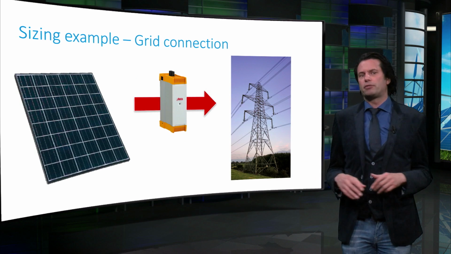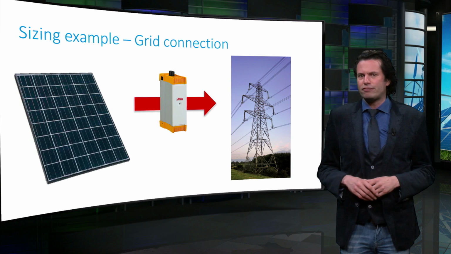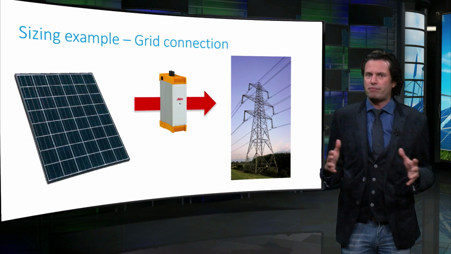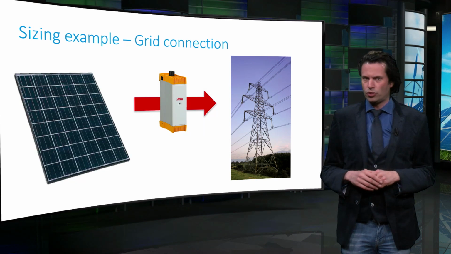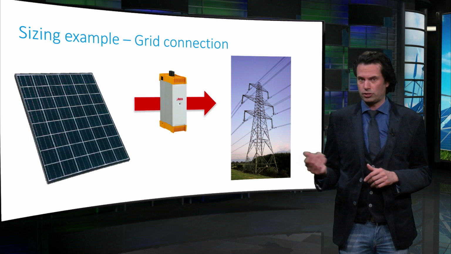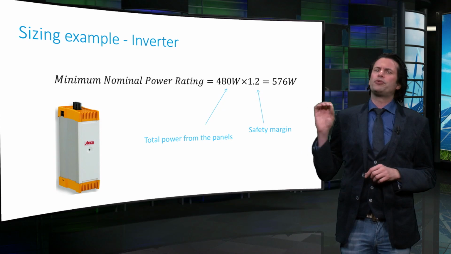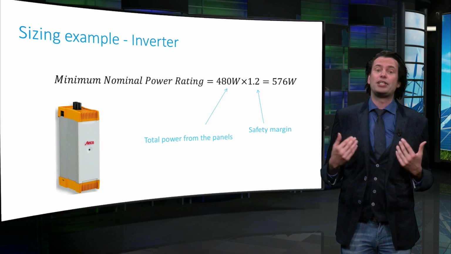In grid-connected PV systems, it is usually seen that the inverter is sized based on the PV array size and not the load size, like in the standalone system. So the required PV power is 480 watts.